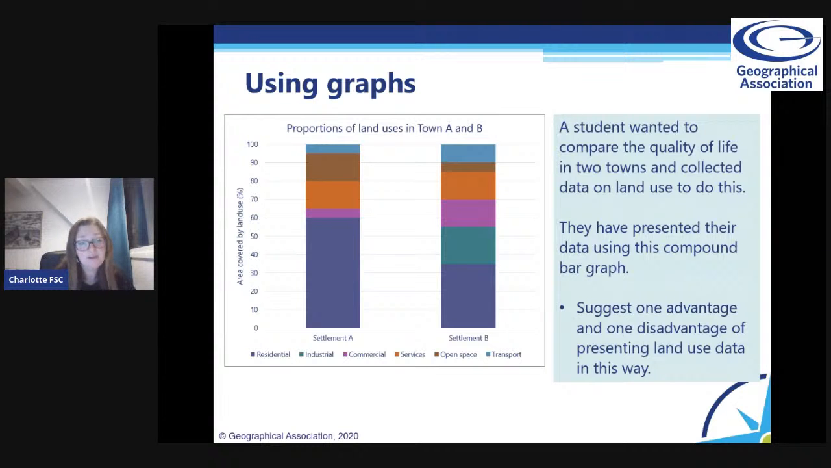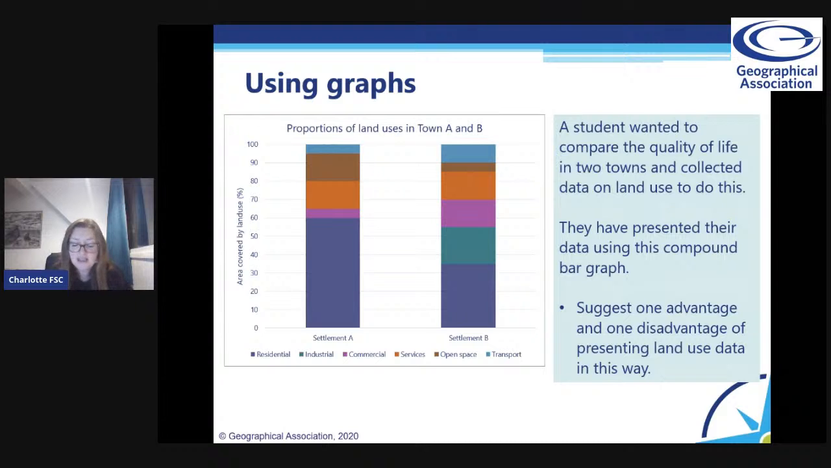However, it's also possible, as another advantage, just to give you some options, within each settlement you can see the minimum and maximum land use type. So for example, in settlement A, the majority of area is taken up by residential land use, and the smallest area is the commercial land use. So there's a couple of advantages there. Remember, you just needed to list one.